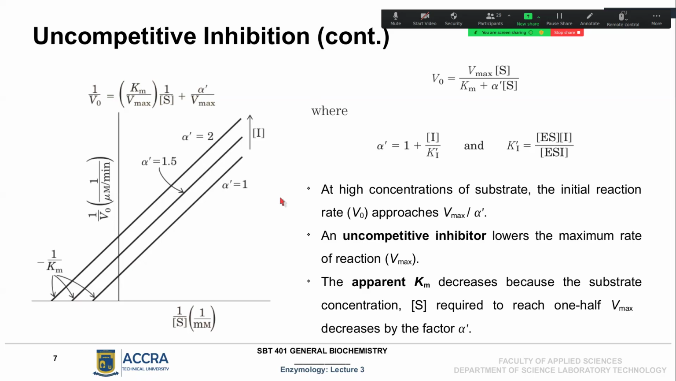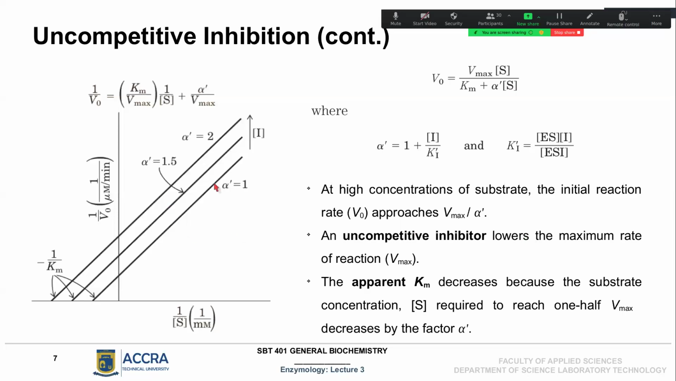And if it is decreased, you will need less amount of substrate to reach that maximum rate of reaction. And that also means you need less of the amount of substrate to reach half of the maximum rate of that reaction. And so you see that the apparent Michaelis-Menten constant is said to decrease. It is said to be lowered, the same way as you have the maximum rate of reaction also decreased or lowered.